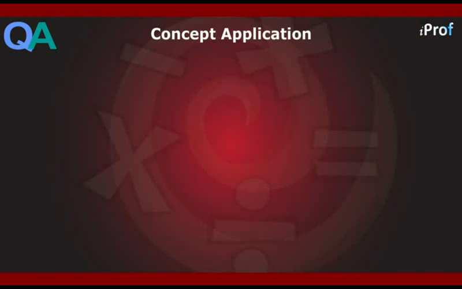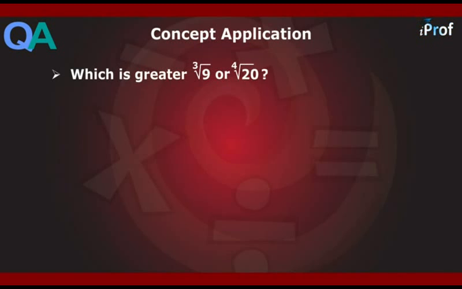It is time for some concept application. Let us now consider the following question. Which is greater among the two, the cube root of 9 or the fourth root of 20? Now the cube root of 9 is equal to 9 raised to the power 1 by 3, and the fourth root of 20 is equal to 20 raised to the power 1 by 4.